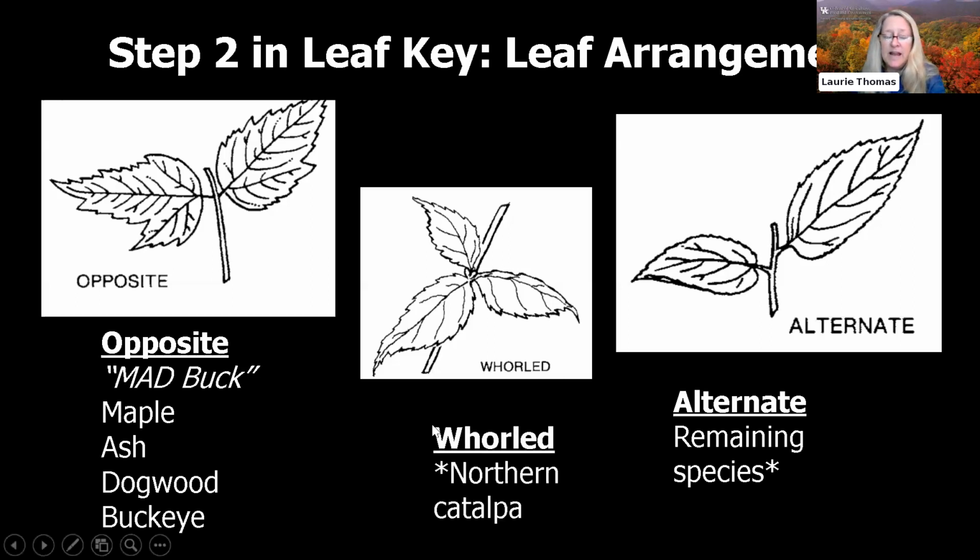And then we do have one that has whorled leaves, and they actually whorl all around that stem, and that's our northern catalpa. And you all may be familiar with the trees that have that really long, skinny seed pod on it and kind of the large heart-shaped leaf, and that's a northern catalpa. And it will have whorled leaves around the stem.